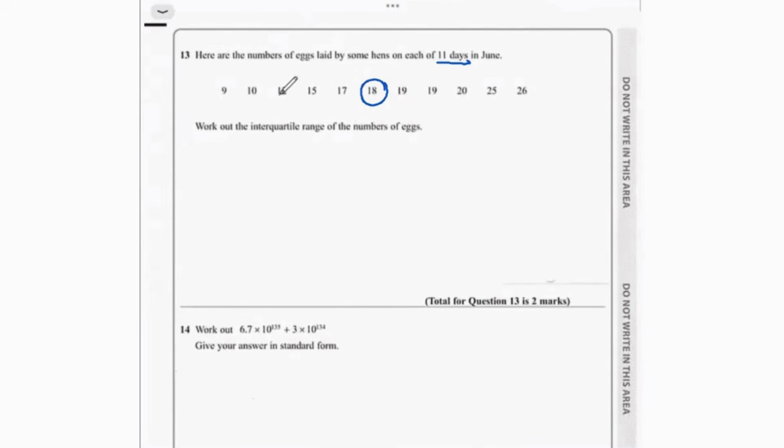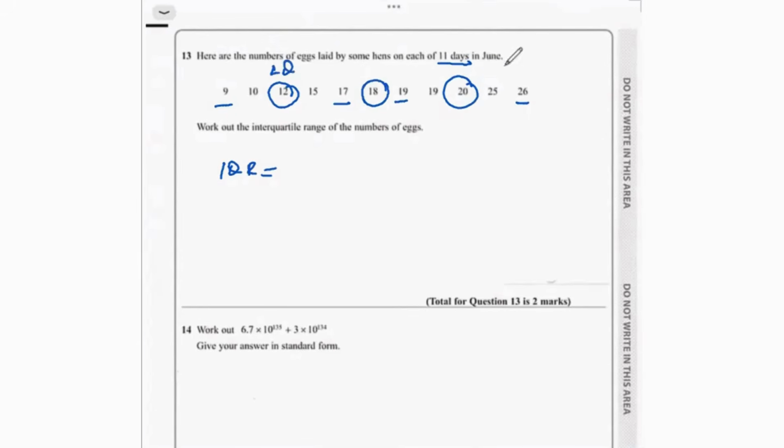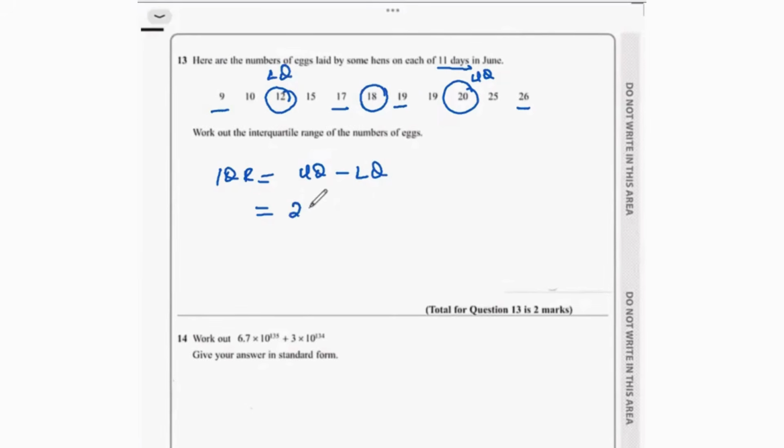Now we need to find the middle value of this and this, which is 12. And over here, the middle value in the upper quartile would be this. So interquartile range is, this is your lower quartile, this is your upper quartile. So upper quartile minus lower quartile, that's 20 minus 12, which is 8. That is your interquartile range.